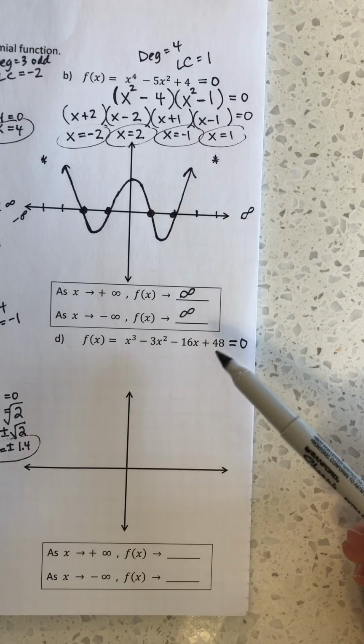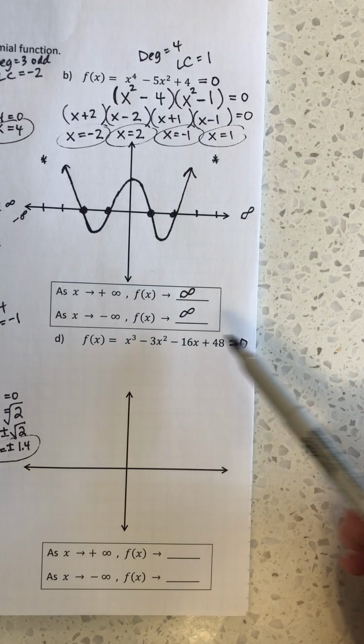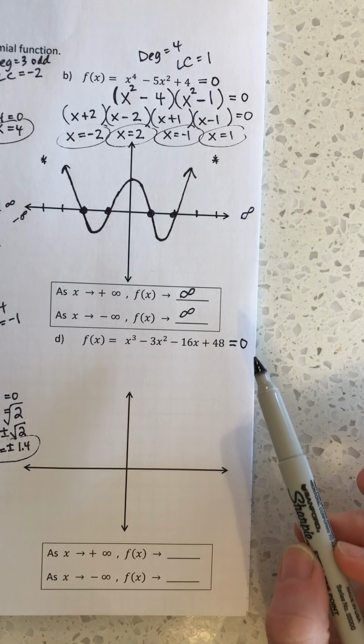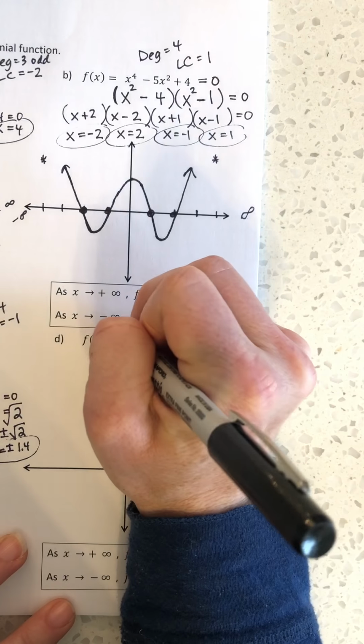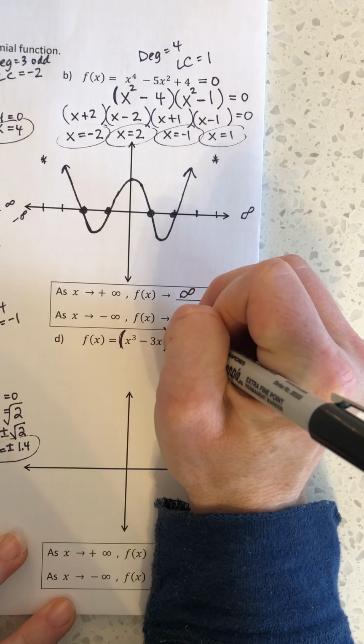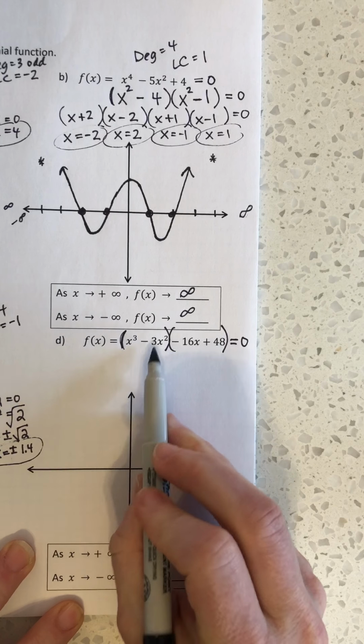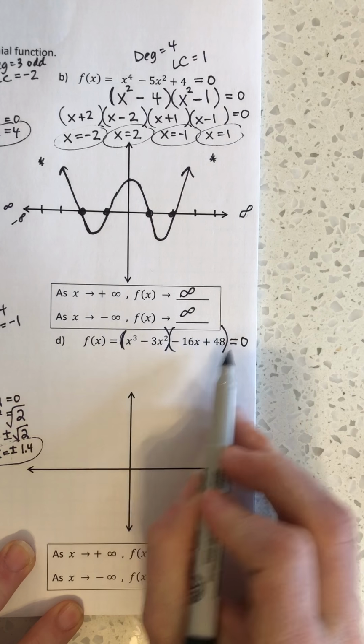So it's kind of like, well, how am I going to factor that? It's got 4 terms, no GCF. Well, remember, if it's got 4 terms, then it might factor by grouping. So let's try to factor it by grouping. Group the first 2, group the second 2. All right, and now we pull out individual GCFs from the first group and the second group.